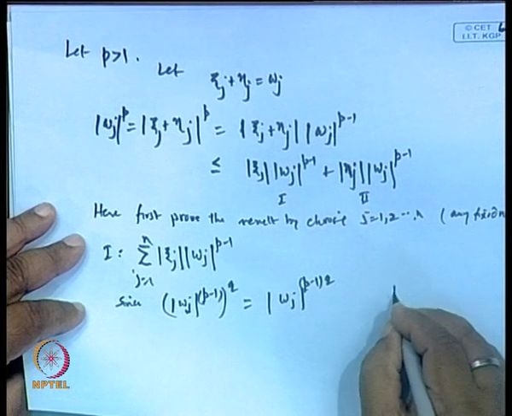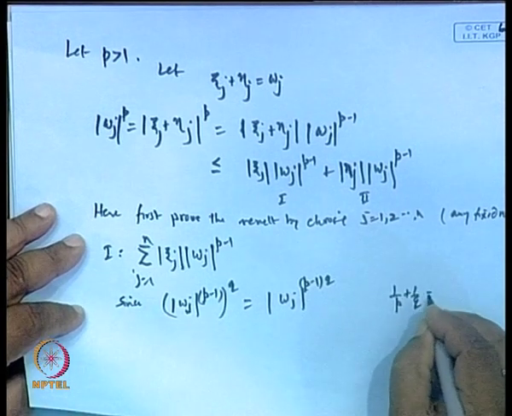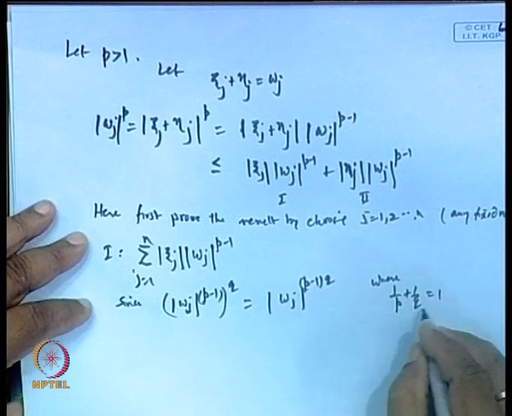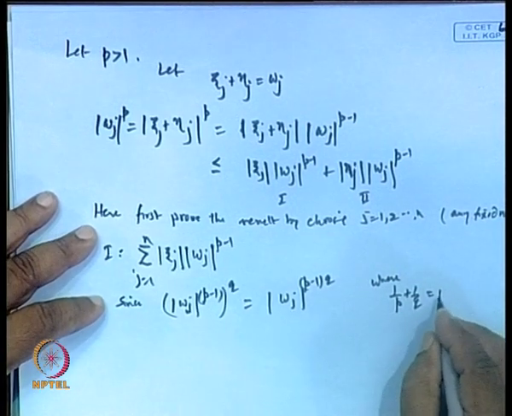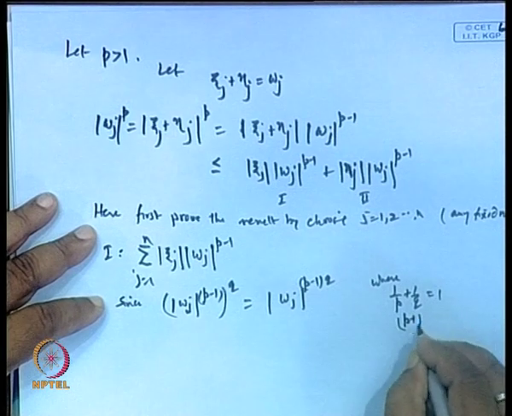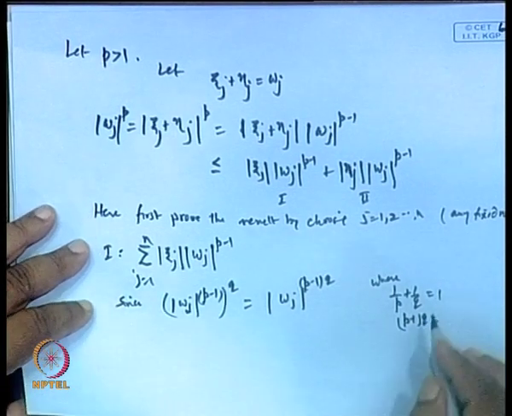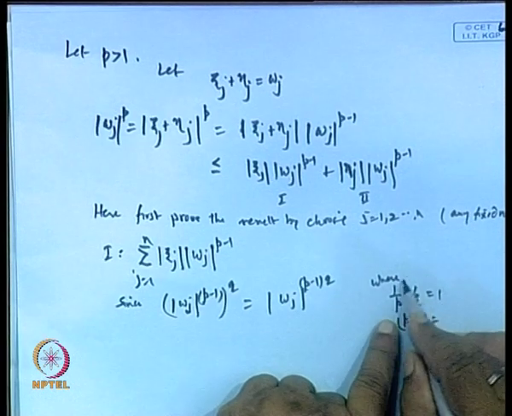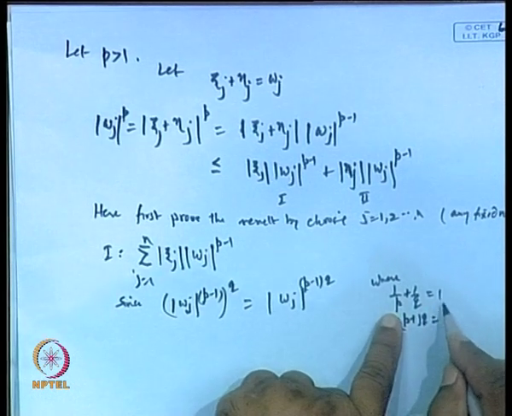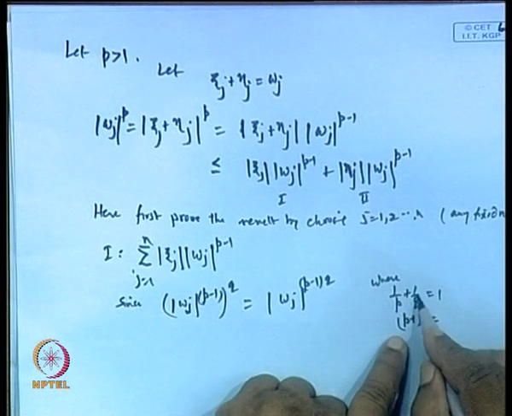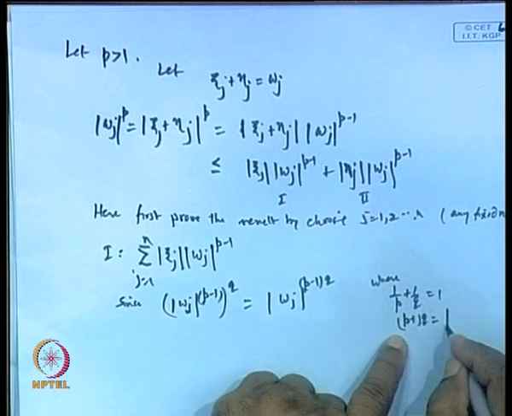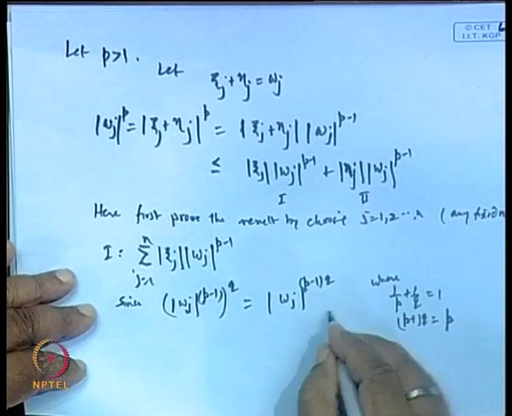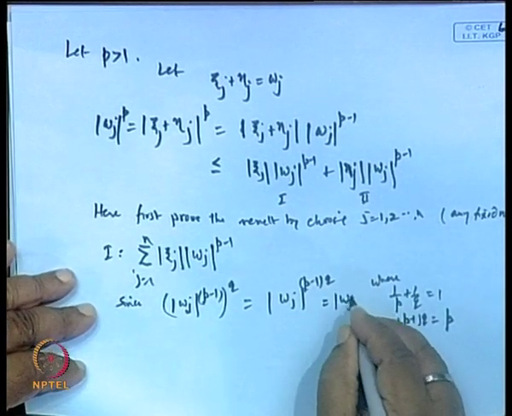So, 1/p plus 1/q is 1. Therefore, when we take (p-1) into q, then what do we get? Just see here, when you take 1/p here, then (p-1)/p equals 1/q. So, (p-1) into q becomes p. So, this is basically equal to |ω_j|^p.